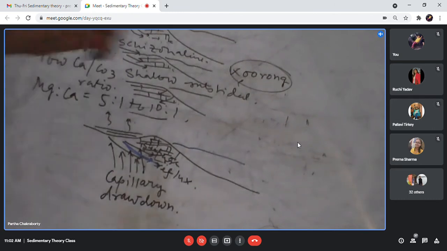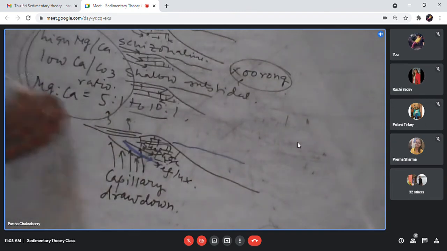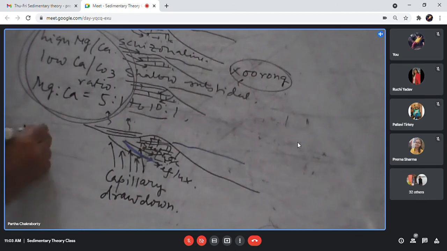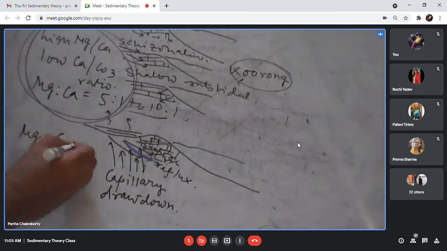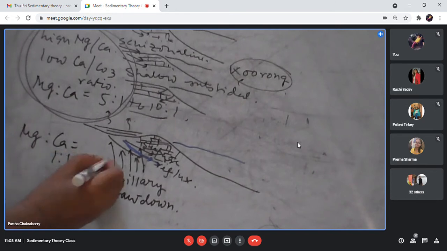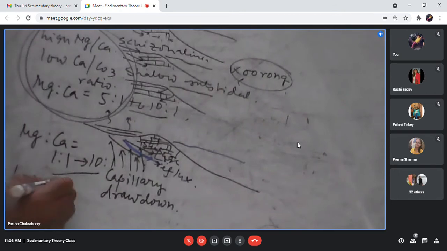So this model came, the schizohaline model. They countered this definition of dolomitic solution. They say a dolomitic solution should have a Mg to Ca ratio of 1:1 to 10:1, and it should have a low salinity.